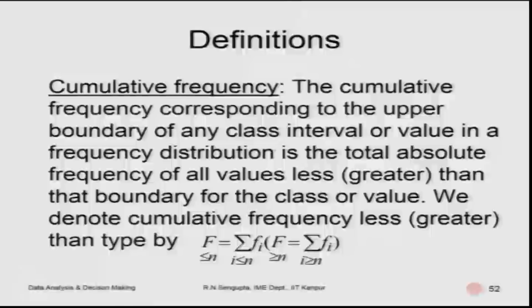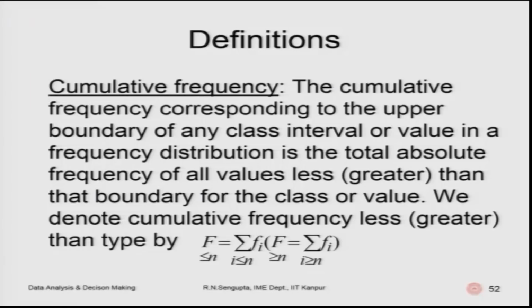So, we will consider the concept of cumulative frequency. The cumulative frequency corresponding to the upper boundary of any class interval or value in a frequency distribution is the total absolute frequency of all the values, either of the less than type or the greater than type. What is less than type or greater than type? I am going to come to that within a few minutes. Then the boundary for the class of the value would be given by the cumulative frequency.